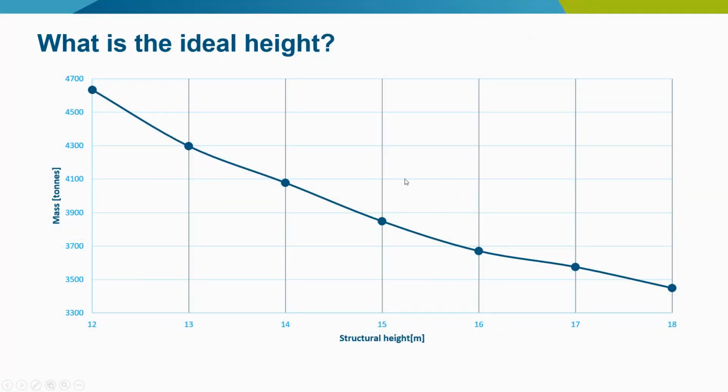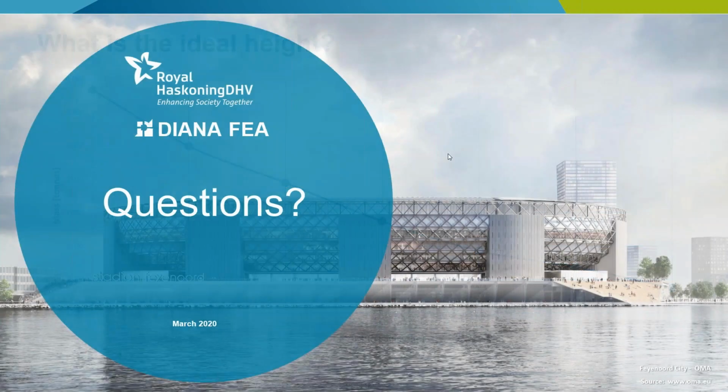So then the question is, what is the ideal height? And that's something you have to discuss with your client and also the architect. And these toolings like Karamba and other parametric design tools help us to make informed decisions and to see what is a good choice to make in designs.